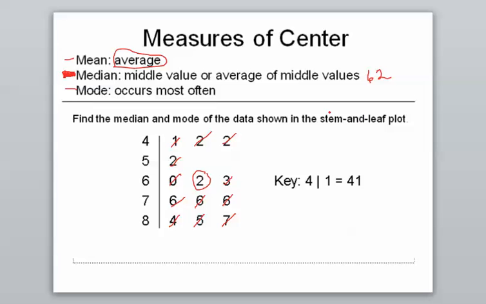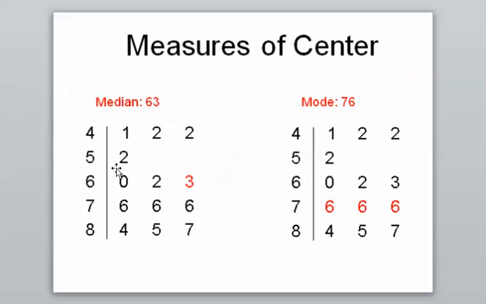As far as the mode is concerned, it's the one that occurs most often. Well, I see right here that there's two twos here, right? And I see down here there are three sixes. These are the ones that occur most often then. So the one that occurs most often is 76. By the way, if you don't know how to read a stem and leaf chart, these are your tens. These are the different one values, and they're just written in order underneath their tens so that you can see where they belong. Now, 63 is the median. That's what we came up with.